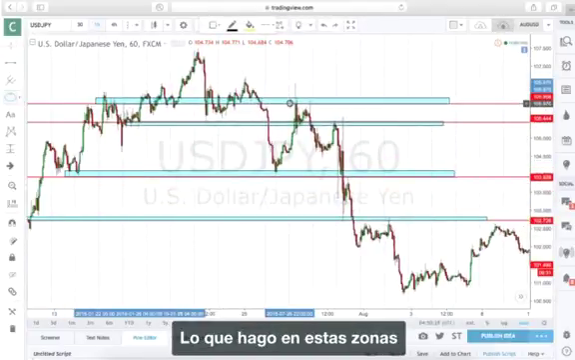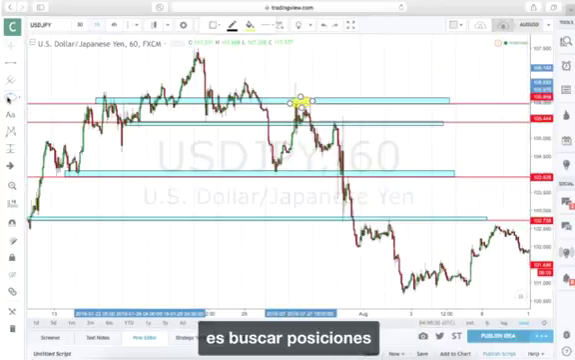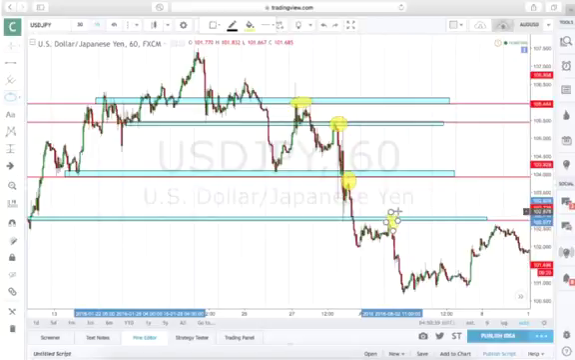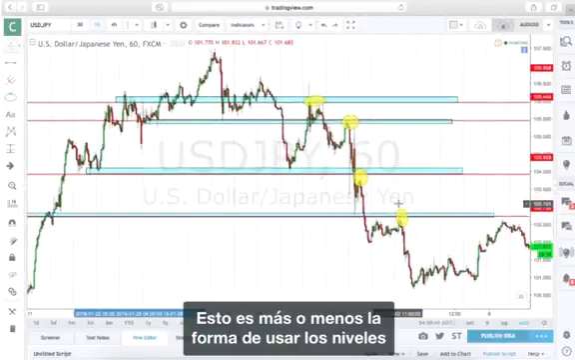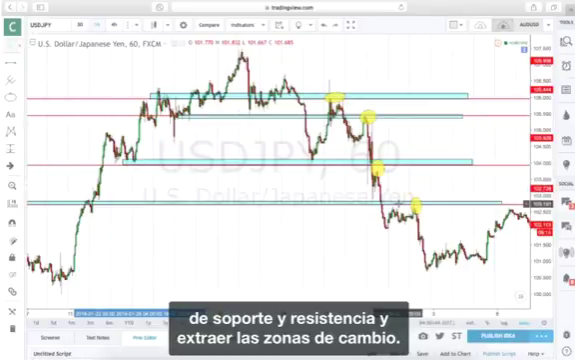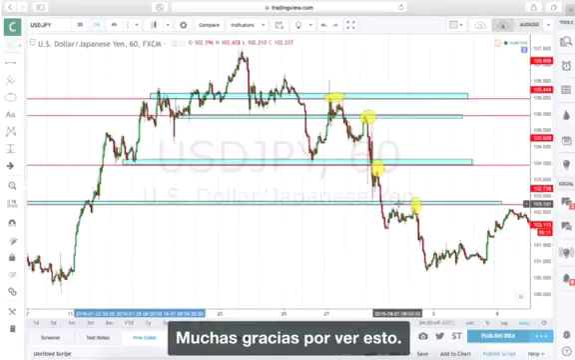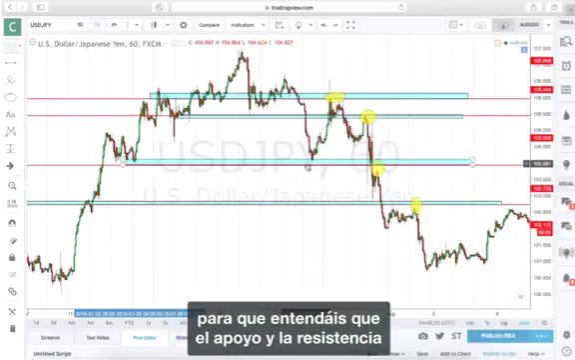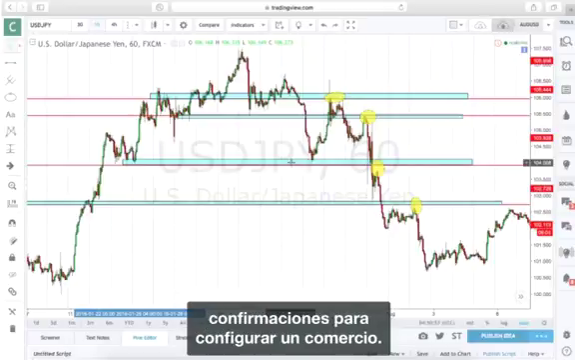Now what I'm doing within these areas is looking for positions to sell the market, especially if it's going into a downtrend. This is pretty much how to utilize support and resistance levels and draw the price reversal zones. I appreciate you for watching this. I will tie this all together so you understand that support and resistance and price reversal zones are just two out of the four confirmations needed to enter a trade setup.